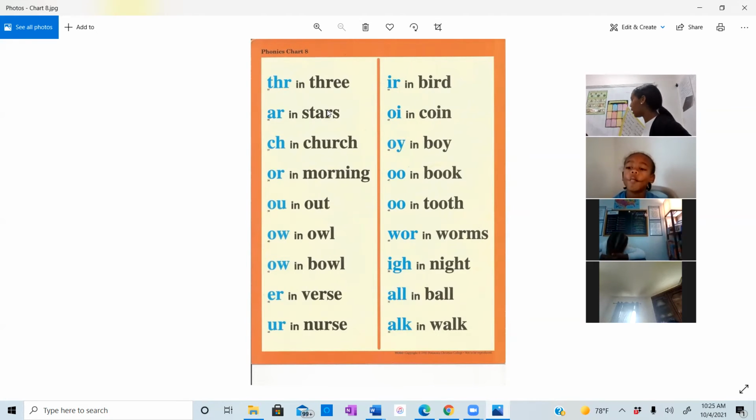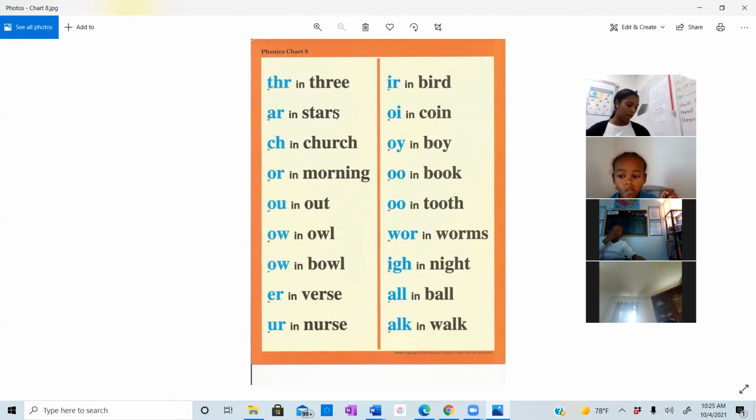Okay, so this is phonics chart 8. Okay, so this is our next chart that we are moving on to, learning sounds. We're actually going to do our first 2 sounds on chart 8, which are THR, thir, like in 3, and ARR, like in stars. So let's look at the words here.